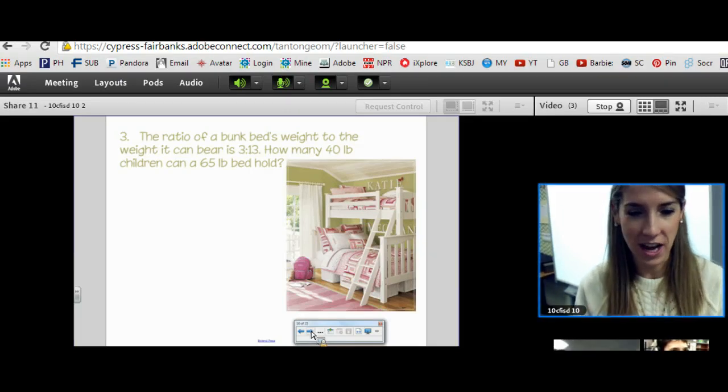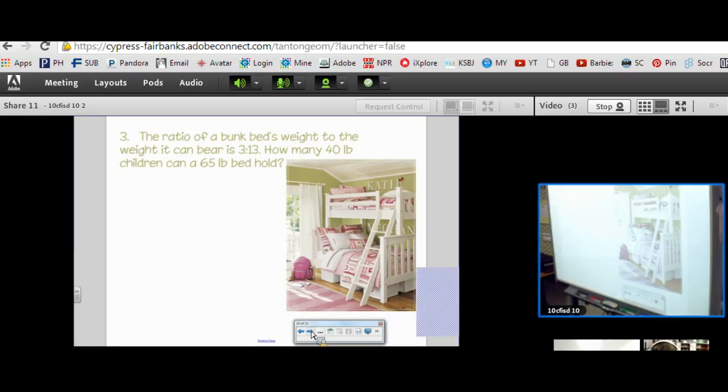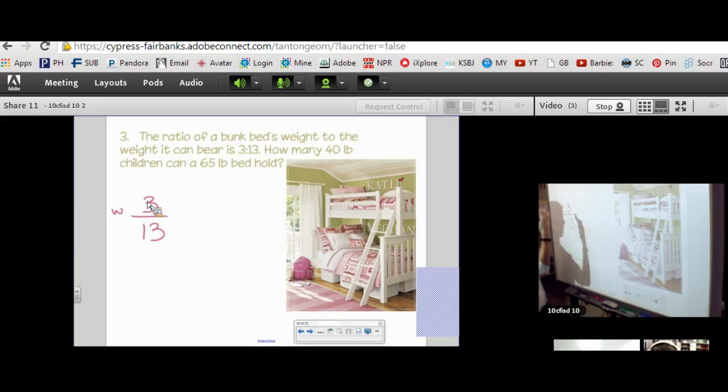Don't type the answer in the chat yet. Okay, let's talk about this one. Thank you, Alton, for answering. Okay, the bunk bed's weight to the weight it can bear. So that's the bunk bed's weight, and this is like how much it can hold. So 3 to 13. Now, how many 40-pound children, we're going to save this. We're going to save that information. Can a 65-pound bed hold?